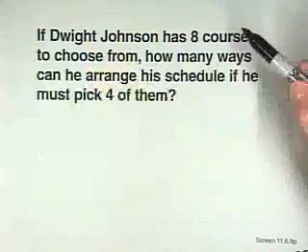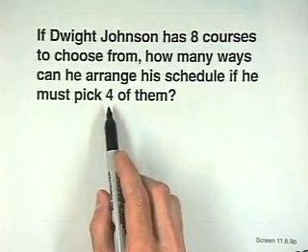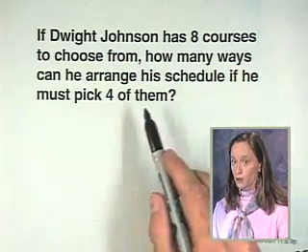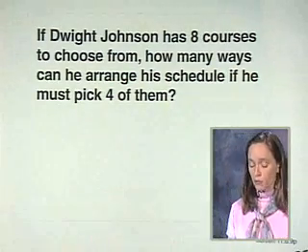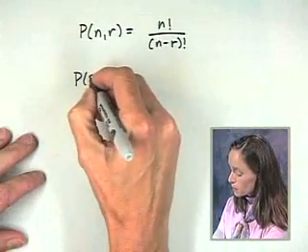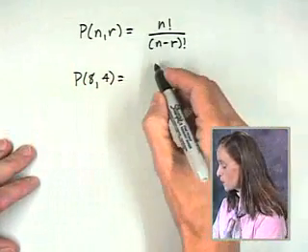Let's see how you did. Dwight Johnson has 8 courses, and he wants to arrange his schedule by picking 4. The order does matter, assuming that there are different times of day that the courses are offered. Since order matters, this is a permutation problem. And in this particular problem, it's a permutation of 8 things taken 4 at a time.